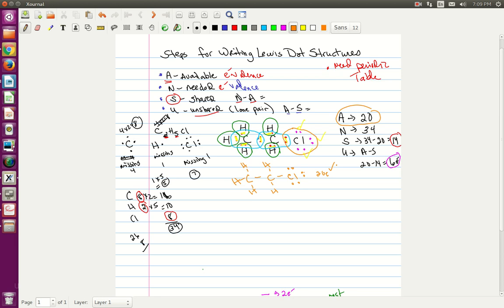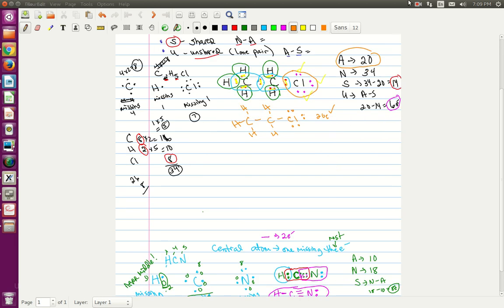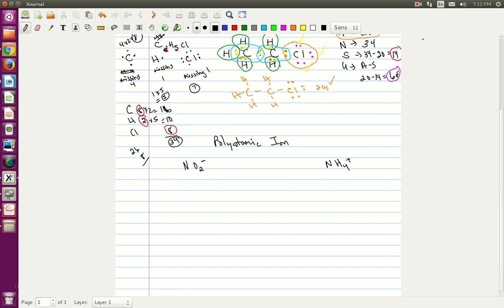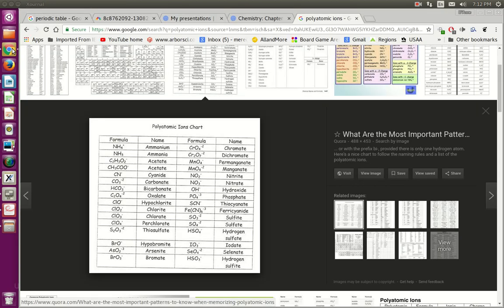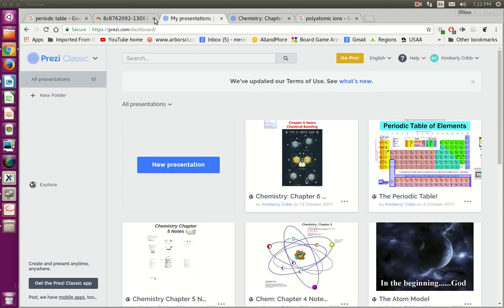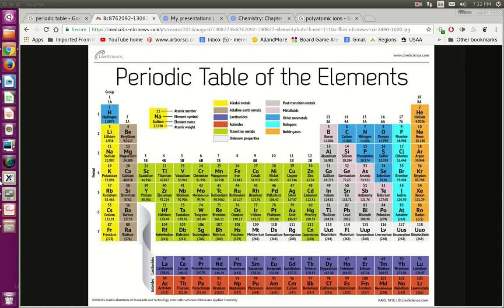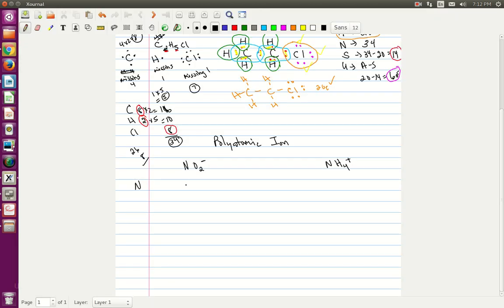Okay, I did lie. I am going to do one more because I want to do a polyatomic ion. Okay, I wrote down 2. Now these are ions because they have charges. This is NO2 with a -1 charge. So first we figure out we have nitrogen, and nitrogen has 5 valence electrons, I believe. Let's see. There it is. Nitrogen, 5. Yes, 5 valence electrons. So 1, 2, 3, 4, 5.